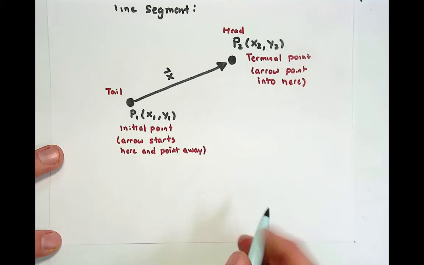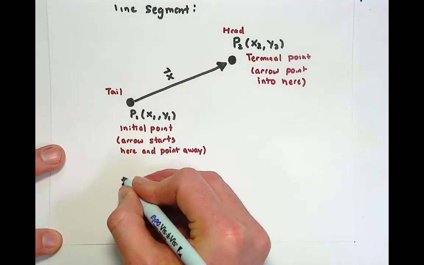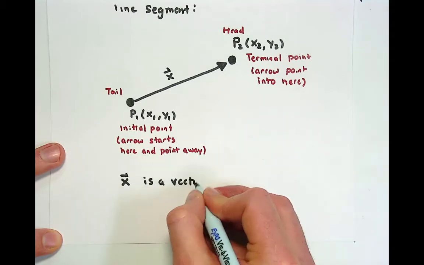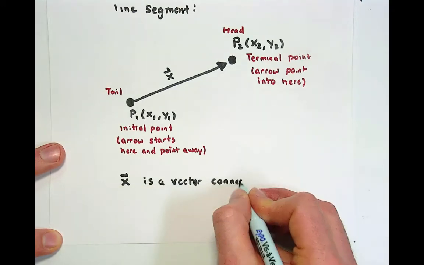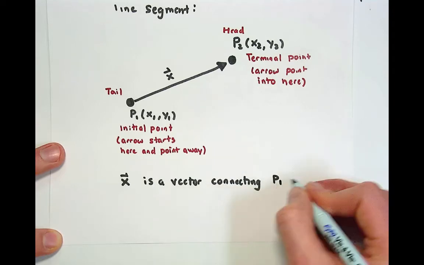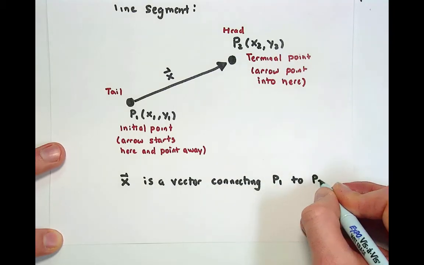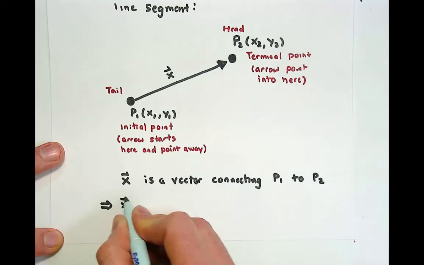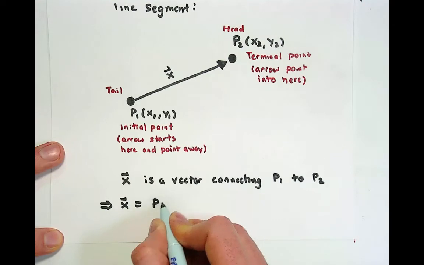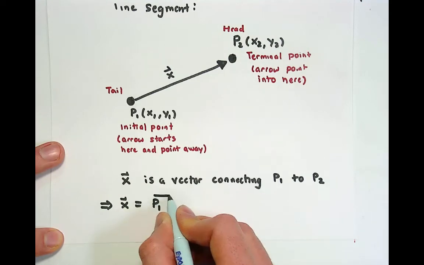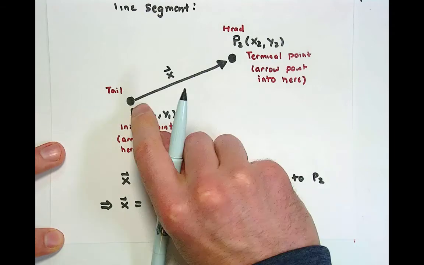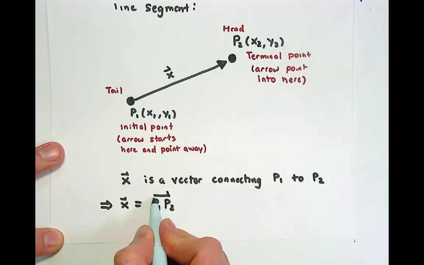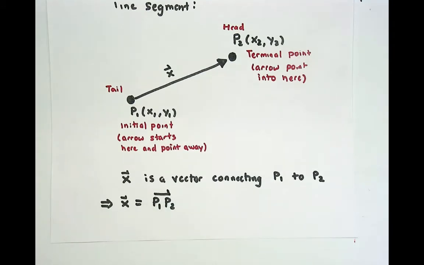So x is a vector connecting P1 to P2. So it connects those two. And another way to write this is x is the vector that goes from P1 into P2. So notice the tail of this is P1, the head is P2, because the vector hat goes from P1 to P2. Okay.